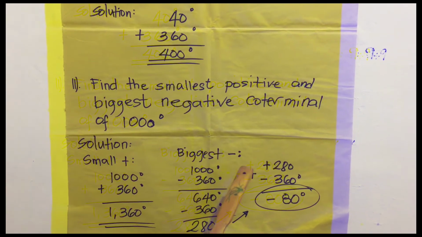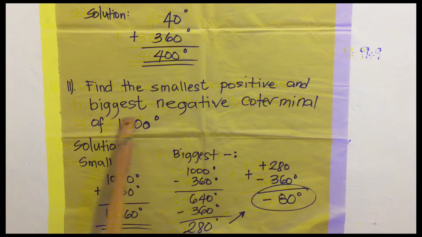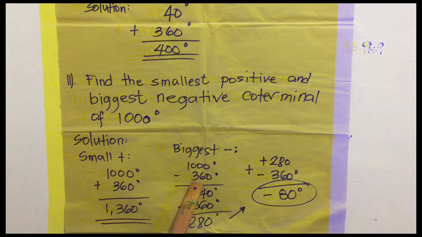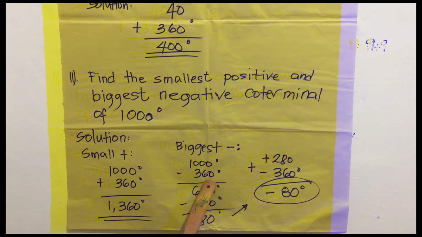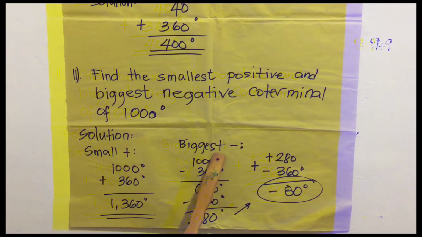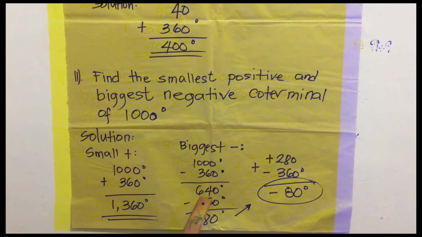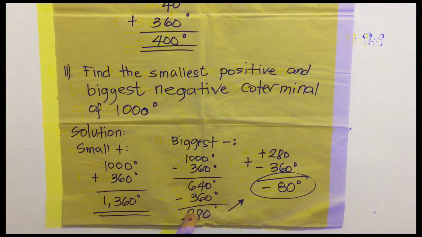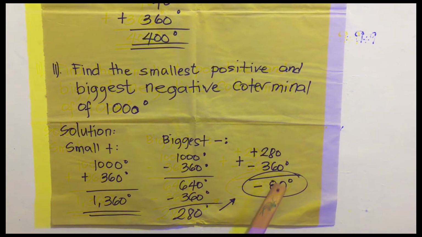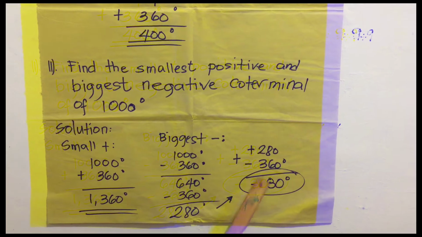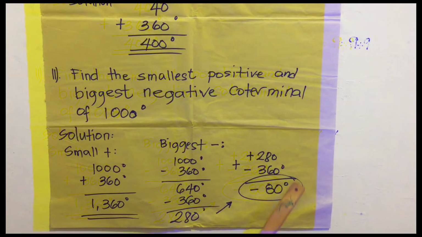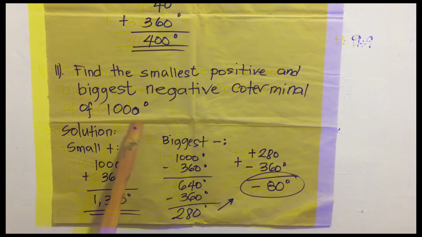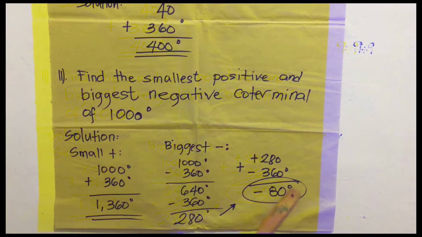For the biggest negative coterminal, from 1000 we're going to minus 360 degrees. This 360 degrees came from one rotation of a circle. It is equivalent to 640 degrees positive. Then again, we're going to minus 360 degrees, and the result is positive 280 degrees. Then again, we minus 360 degrees, and the result is negative 80 degrees. This will be the first biggest negative coterminal of 1000. This will be our answer.